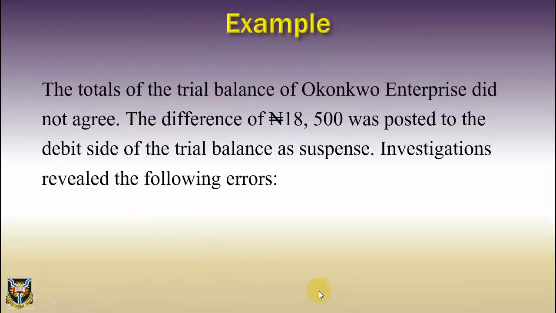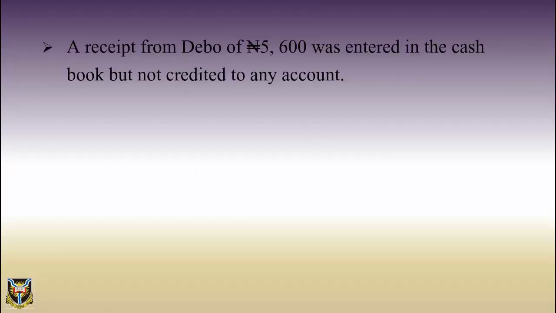Example: the totals of the trial balance of Okonkwo Enterprise did not agree. The difference of 18,500 naira was posted to the debit side of the trial balance as suspense. Investigations revealed the following errors.